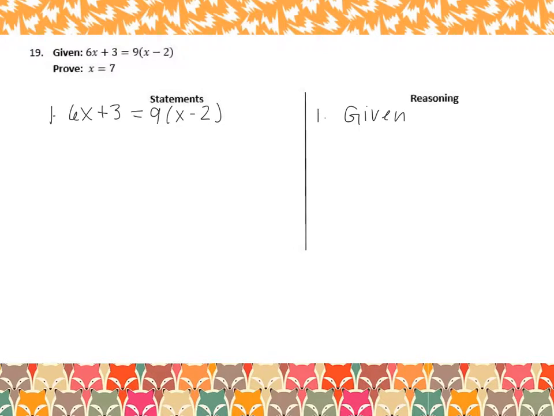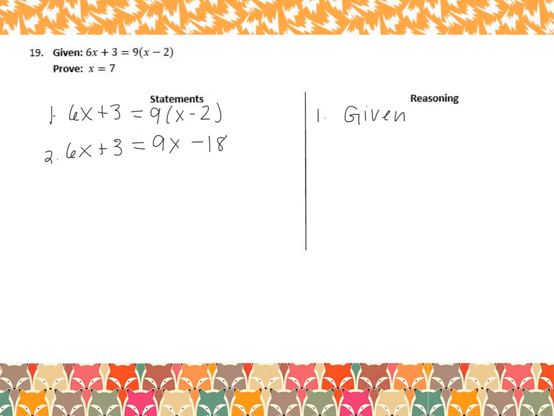In algebraic proofs, you're just using algebra, and you don't need to show your work in the proof, but you are more than welcome to show your work somewhere else on your paper. For the sake of not making this too confusing, I'm not going to show my work in this proof. The first thing I would do is distribute that 9. So I would rewrite this statement: 6x plus 3 equals, and when I distribute that 9, I get 9x minus 18.